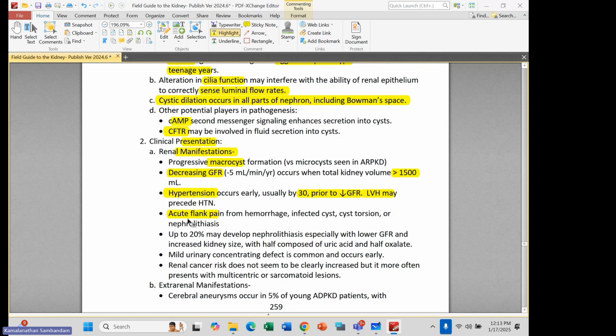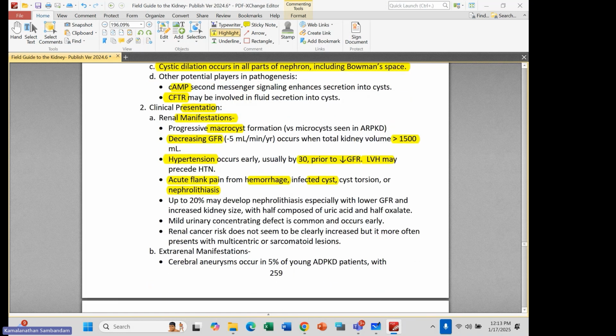Okay, flank pain from hemorrhage and infected cyst, or from nephrolithiasis, are features in some patients. Okay, we'll go over the fact that nephrolithiasis seems to occur more commonly than in the general population in ADPKD patients. Okay, I guess that's this next item here. Up to 20% of patients with PKD may have nephrolithiasis.